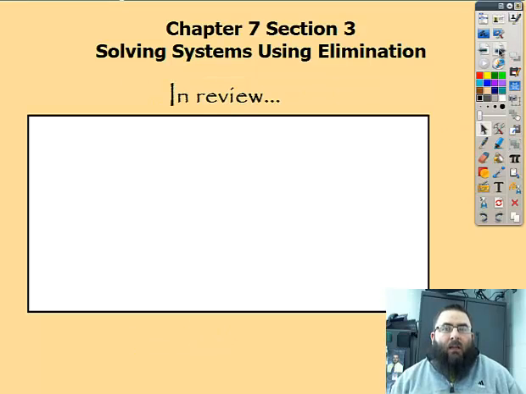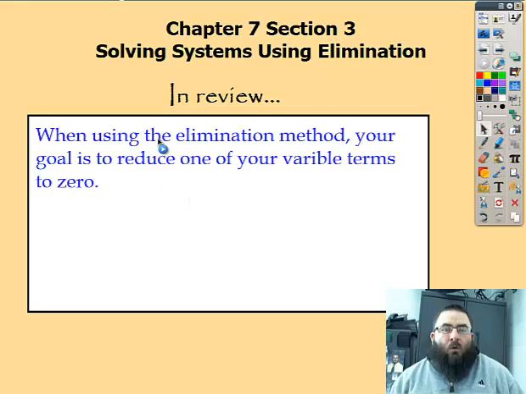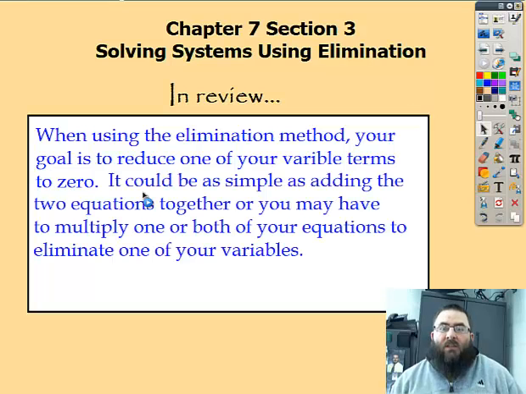So when you're working with elimination, you want to make sure that you remember that your goal is to reduce one of your variable terms to 0. Eliminate it. Get rid of it. Get it out of here. We don't want it anymore. It could be as simple as adding the two equations together, or you may have to multiply one or both of your equations to eliminate one of those variables.